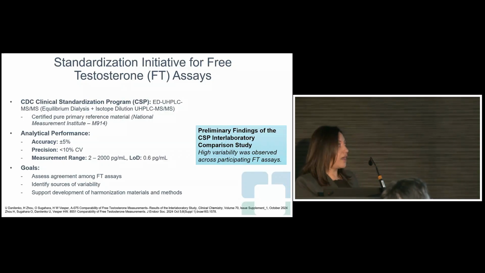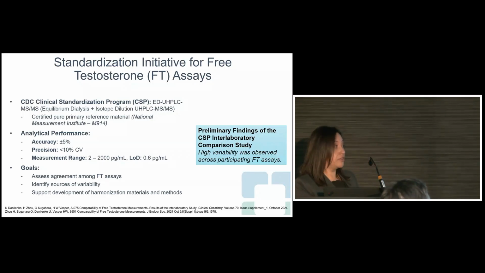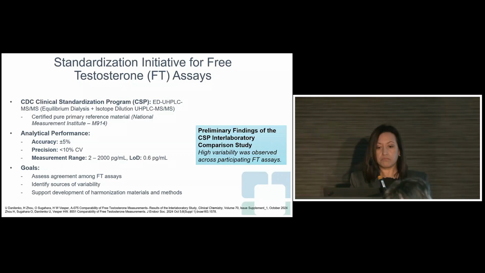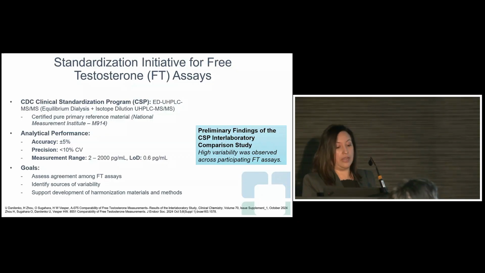The CDC has put work and effort into a standardization initiative. It's not expected that it's going to be like the standardization program for total testosterone. Nonetheless, they've developed a reference method using equilibrium dialysis and isotope dilution mass spec, using a certified reference standard. They have reported the performance of this assay in an abstract in a conference, so you can see that it can go as low as 2 picograms per mL with high precision and accuracy.